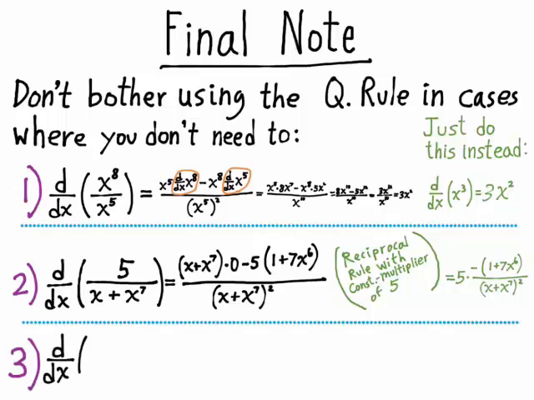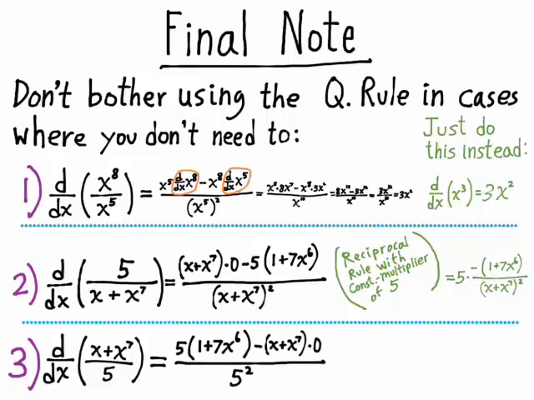And the third case is don't bother using the quotient rule when the denominator is constant. In this case, the second term of the quotient rule has this factor of 0 in it. And instead of doing that, you could have just used the constant multiplier rule. The derivative of 1/5 of x plus x to the 7th is 1/5 of 1 plus 7x to the 6th.